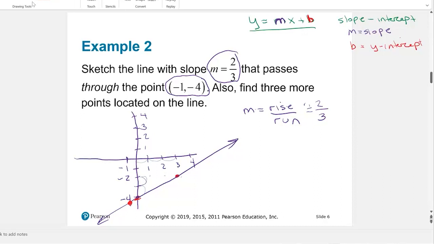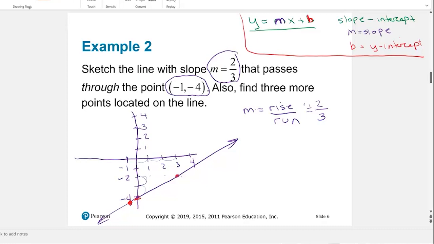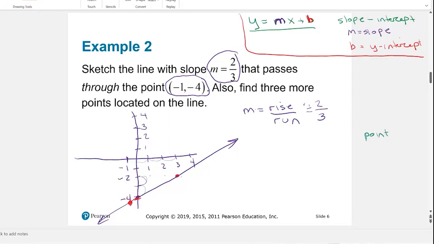So how can I do it? Well, there's another equation, which we're going to learn in a little bit, but I'm going to show you right now because I actually think that it's a better way to do it. So this is slope intercept. I also have one called point slope.